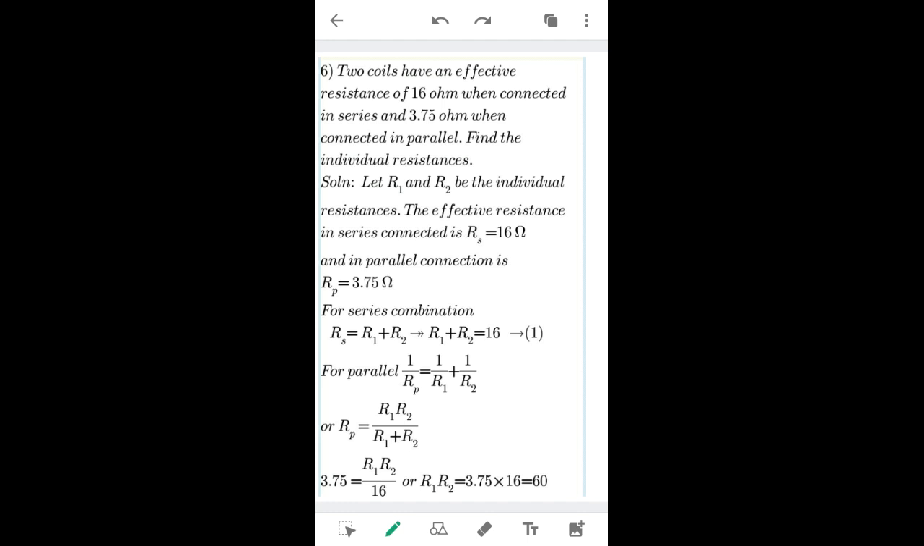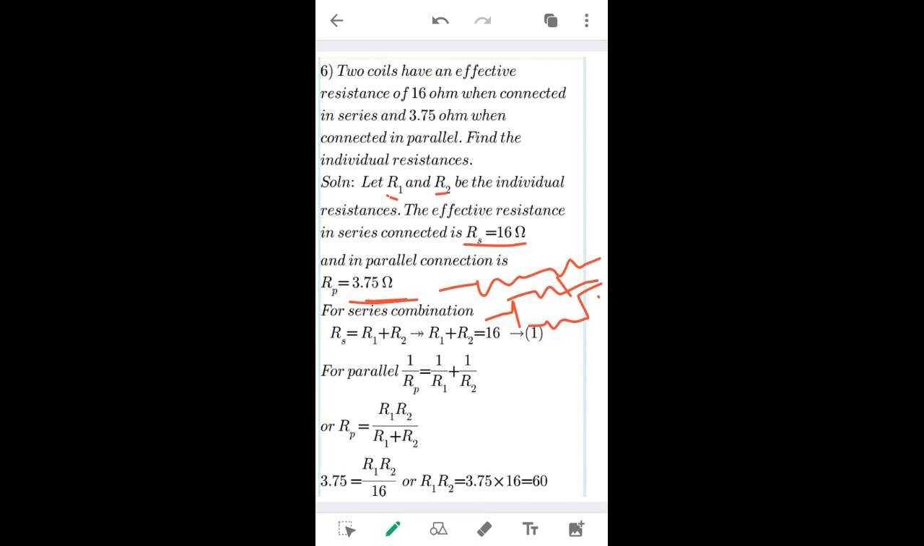Solution is, so let us consider two resistances. They have asked two coils, so we will take two resistances R1 and R2. They are connected first in series and also in parallel. When the two resistances are connected in series, the effective series resistance is 16 ohm. And when they are connected in parallel, the parallel combination will have 3.75 ohm.